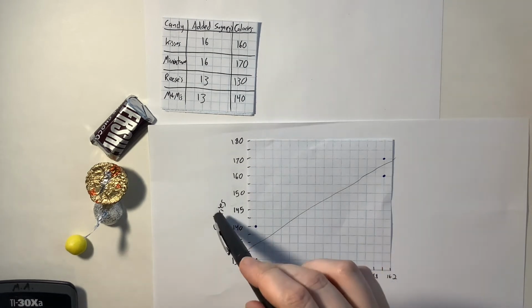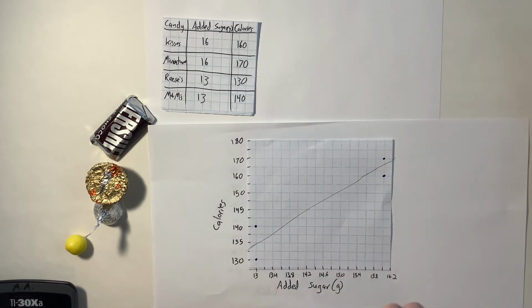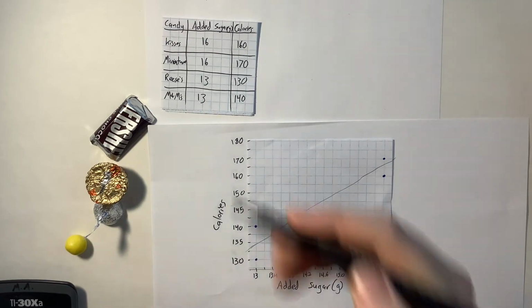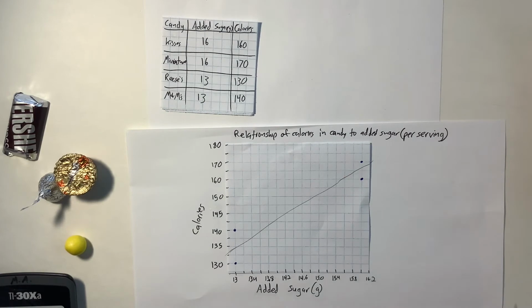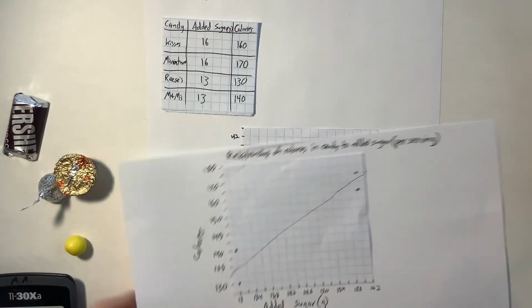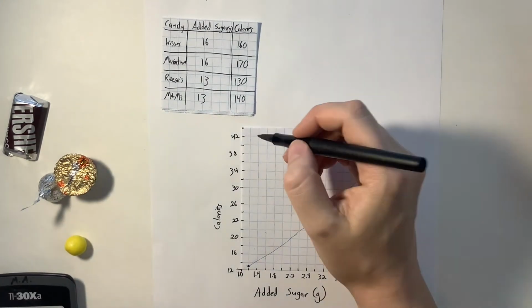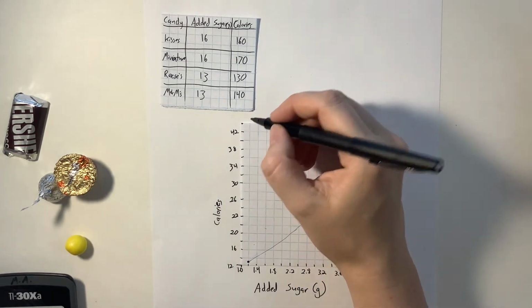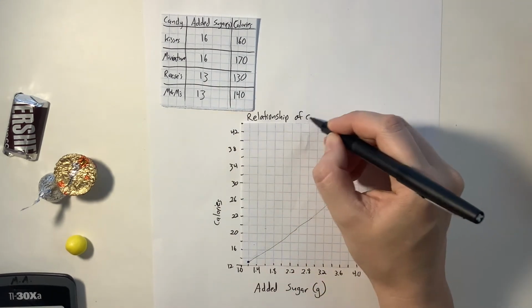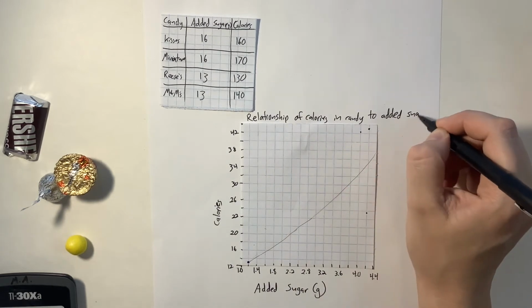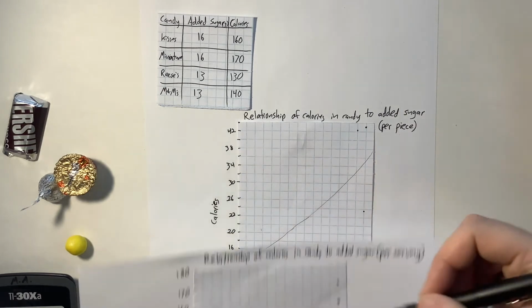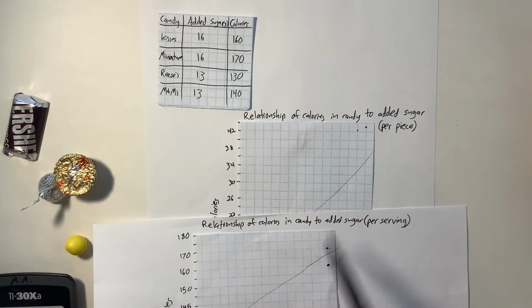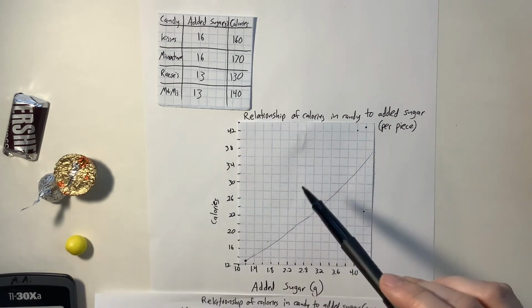Now, in this graph, we're showing the relationship of calories to sugar per serving. All right, so I specified that this is per serving. And this one, we have the same kind of data, but it's per piece of candy. So I'm going to write it here. So I have two different graphs and they show different data. So I have to specify in my title, this is per piece of candy.